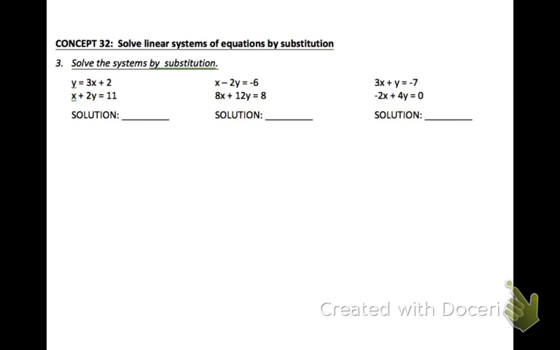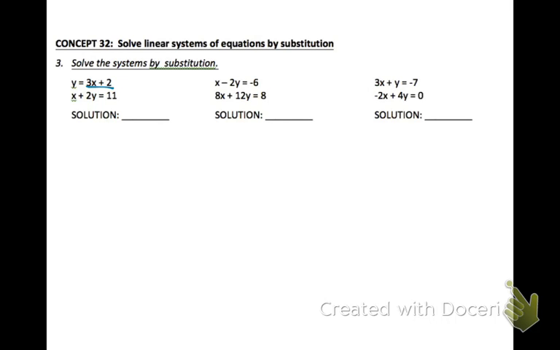Algebra 1, Unit 6 Study Guide, number 3, Solving the Systems by Substitution. Alright, so in this first one, remember with substitution, the first step is that we look for an equation that's solved for either x or y. So it's in x equals or y equals form. So I can see this first one is in y equals.